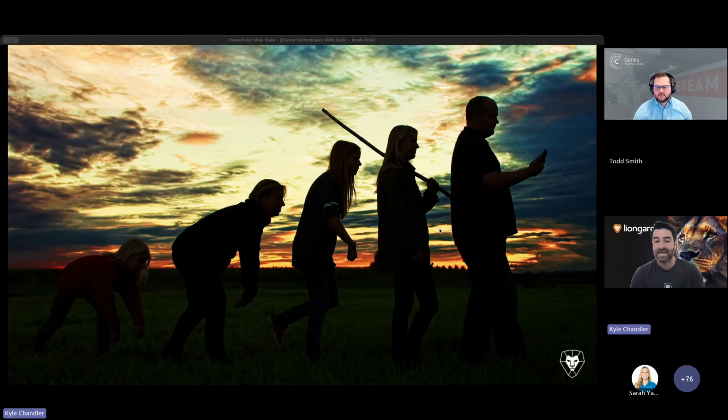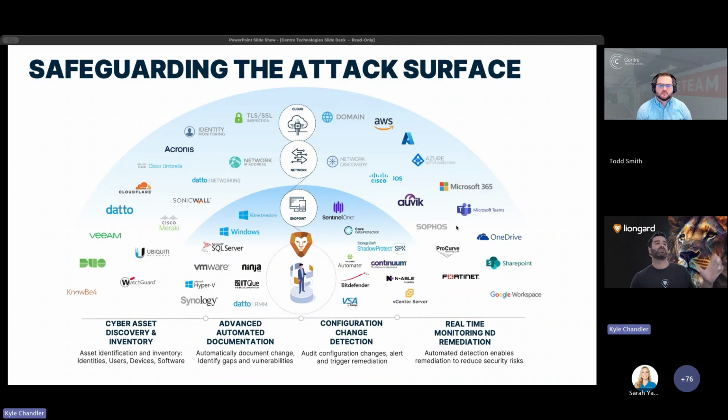In a world where the attack surface is really shifting, and I'll talk about what attack surface even means in a minute, we know that the game has changed, and we have to change along with it. So again, what is the attack surface and how has it changed over time?